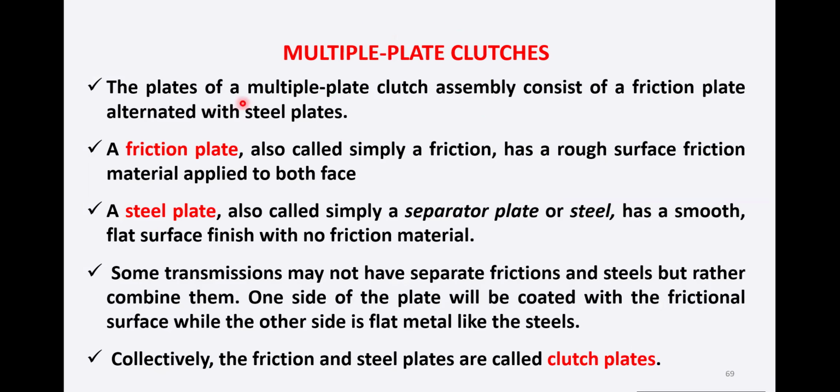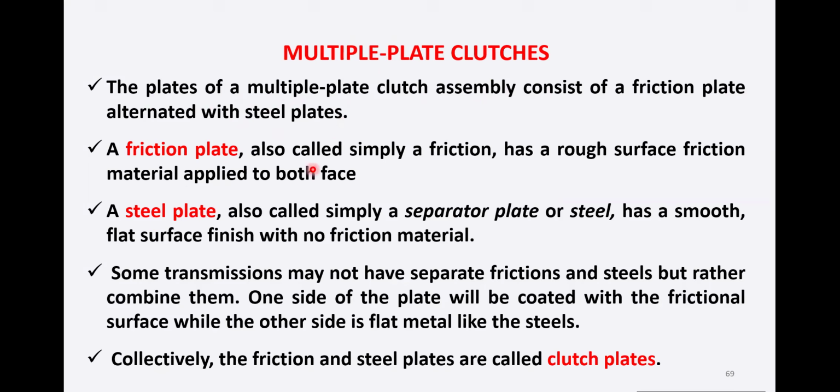Now the plates of a multiple plate clutch assembly consist of friction plates alternated with steel plates. So we have one friction plate, then we have a steel plate, then a friction plate, then a steel plate, then a friction plate, then a steel plate. So one by one, alternately, we have this type of arrangement in the multiple plate clutches.